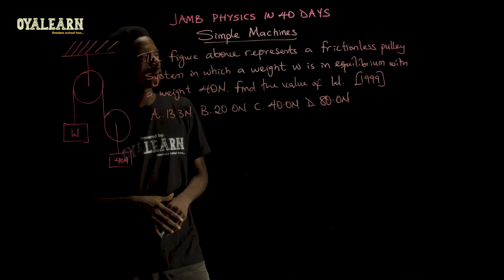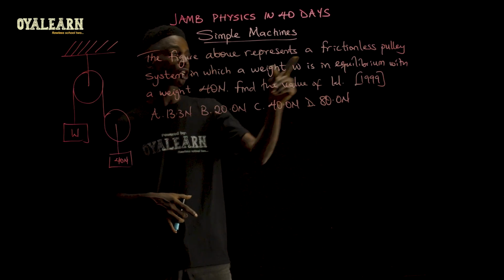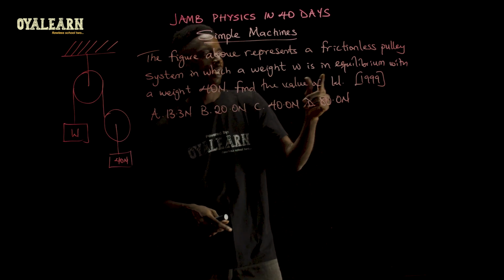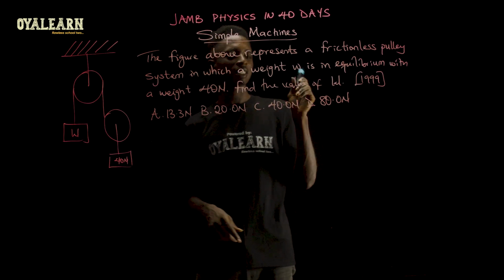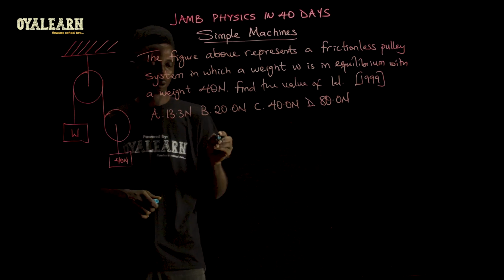The figure above represents a frictionless pulley system, in which a weight of W is in equilibrium with a weight of 40 newtons. So we have to find the value of W. Now, let's see what we know from this question here.